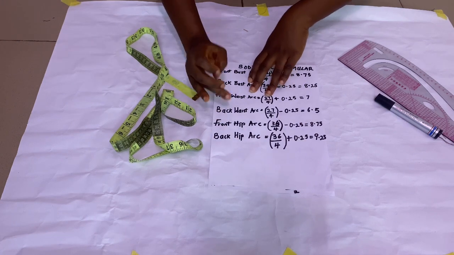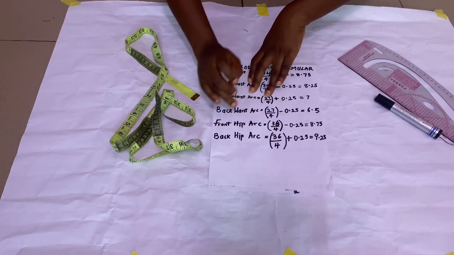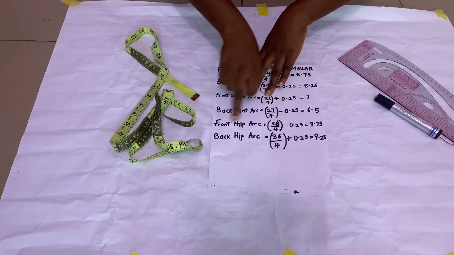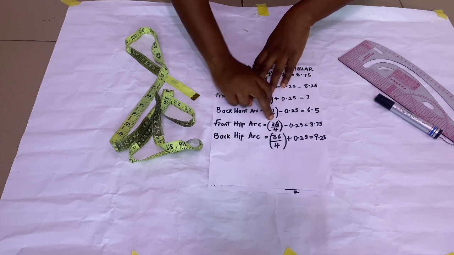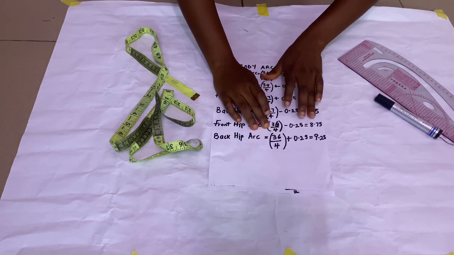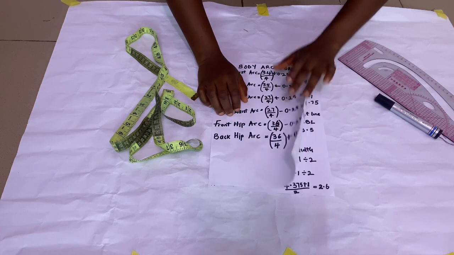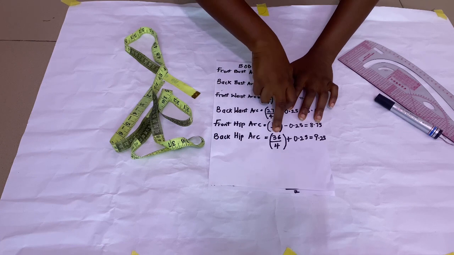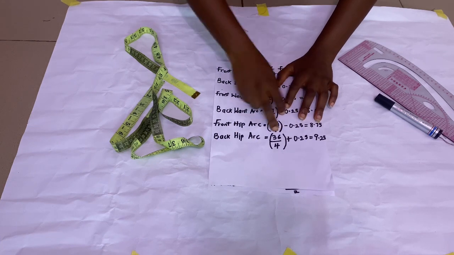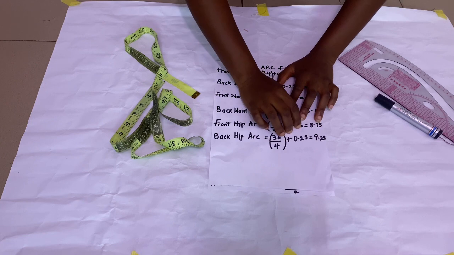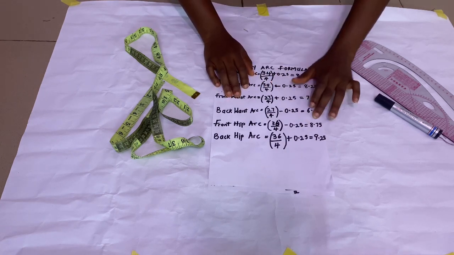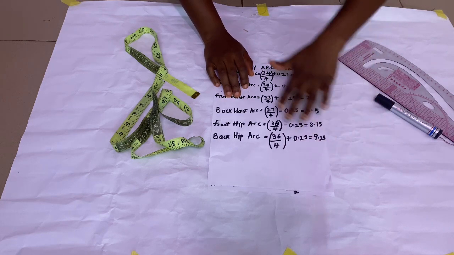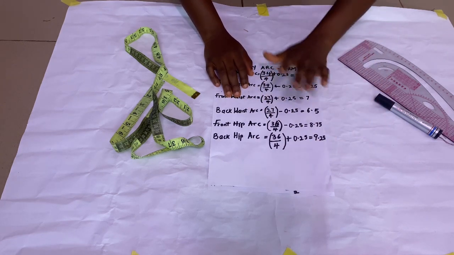For the hip, the back hip is always bigger than the front hip. The hip circumference we're using is 36. 36 divided by 4 minus 0.25 for the front hip, and we have 8.75. While for the back hip arc, the hip circumference 36 divided by 4 plus 0.25, we have 9.25. 8.75 plus 9.25, you add it together and multiply it by 2, you get 36 back.